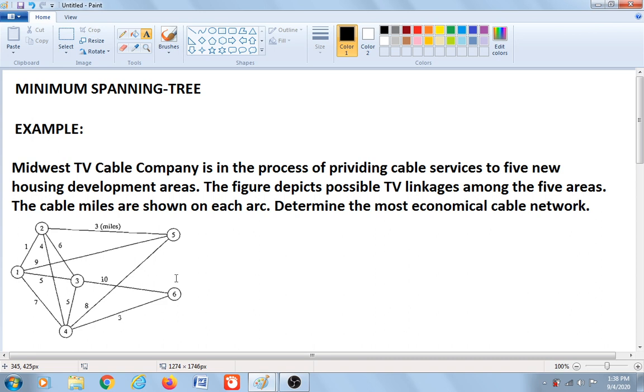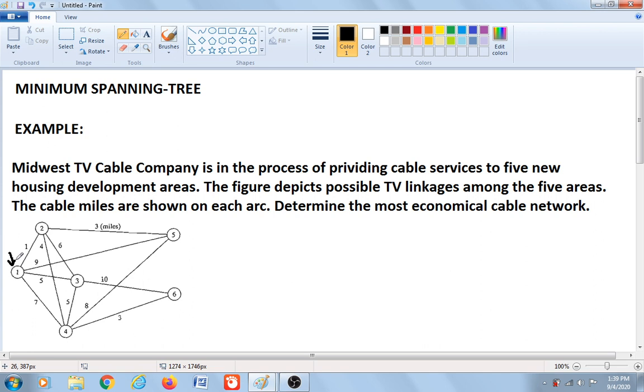Let's get the spanning tree for the problem, and that spanning tree must have the lowest total distance of the cable. So we start from node number 1. Why do I start from node number 1? Because it is number 1.